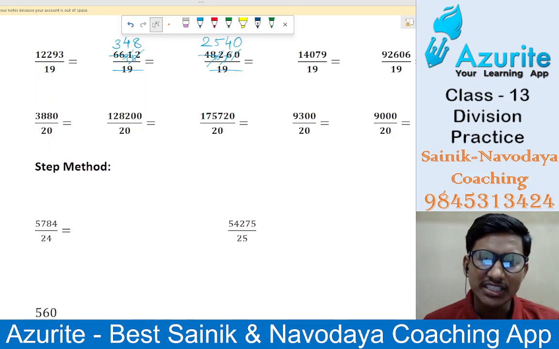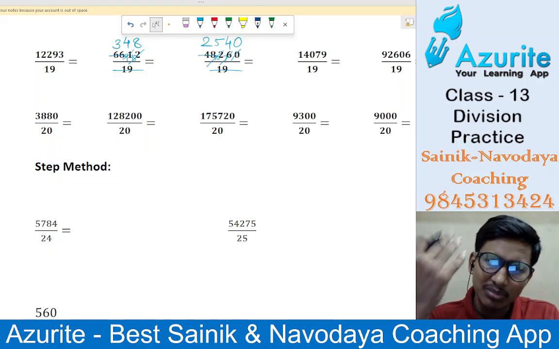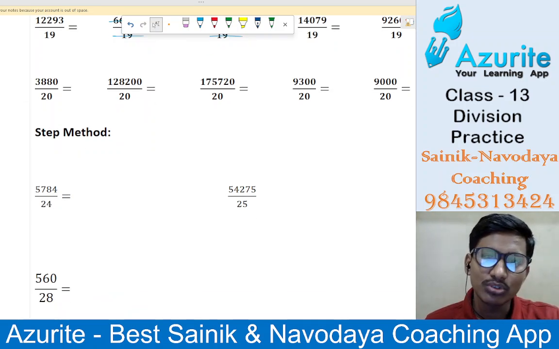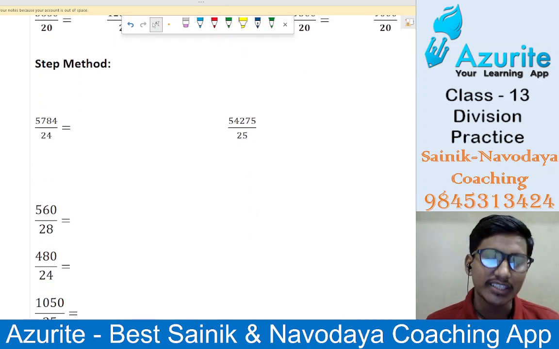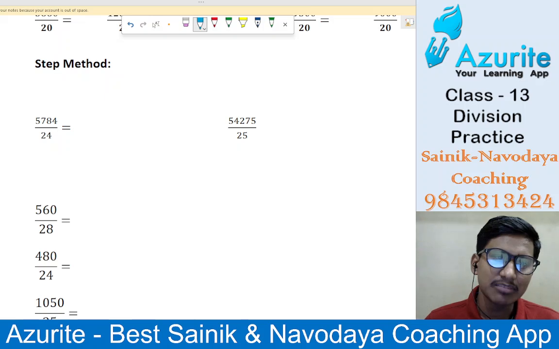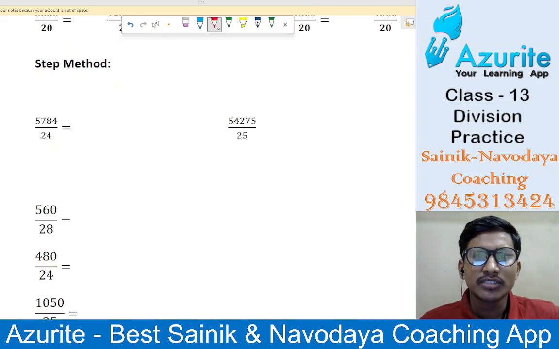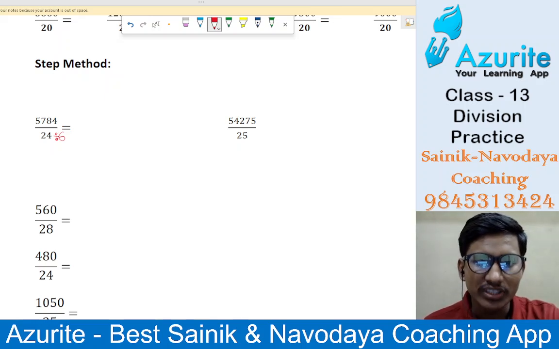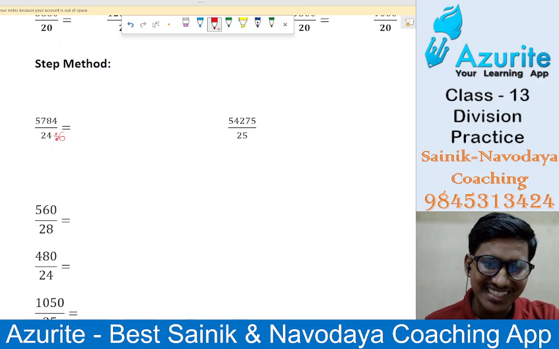Now we will learn the division in step method. If you don't know the table of bigger and bigger numbers, then how to do it, right? So we have to do it one by one. Okay, so if you see 24 is there, that is a bigger table. It will come in which table? Yes, 24 will come in the 6 table. So first we have to do the 6 table. That is what the step method is. First, whichever table is easy, that table we have to take and divide.